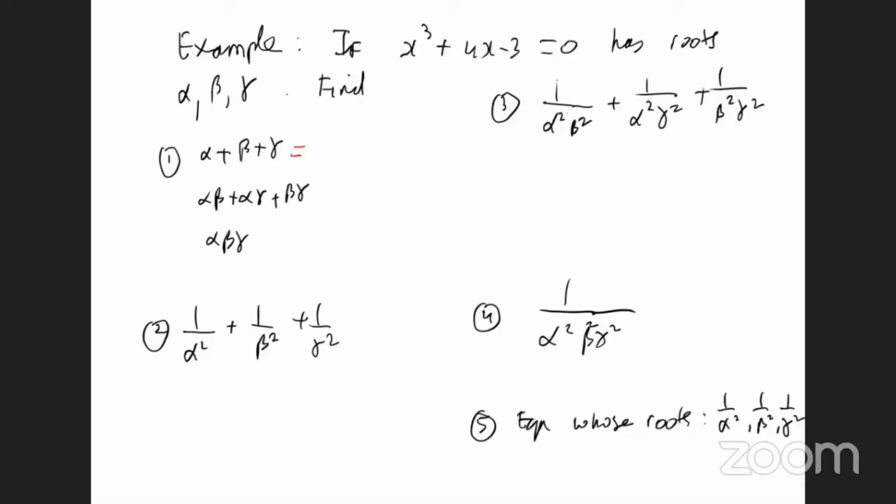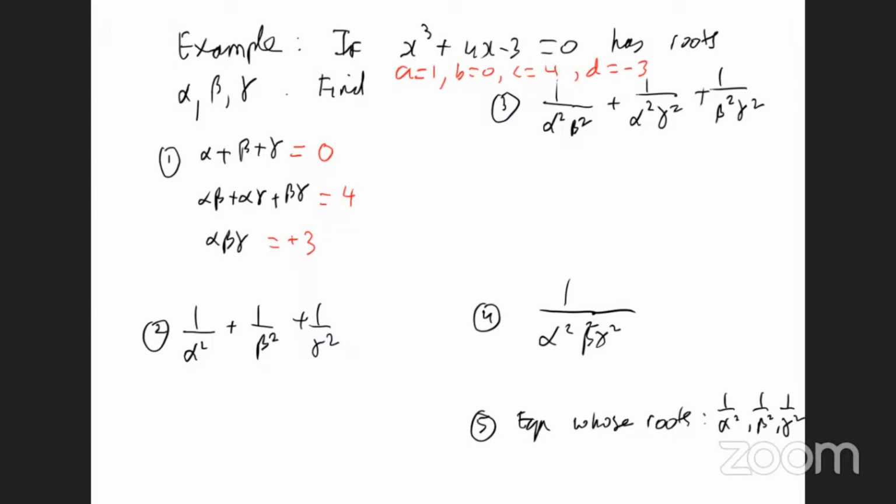Right, so A is 1, B is 0, C is 4, D is minus 3. So the sum of the roots will be minus B on A, that's 0. Pairwise sum, C on A, so that'll be 4. Product, that'll be minus D on A, so that'll be positive 3. Remember, there is no squared term, right? So B is 0. A is 1, B is 0, C is 4, and D is minus 3.